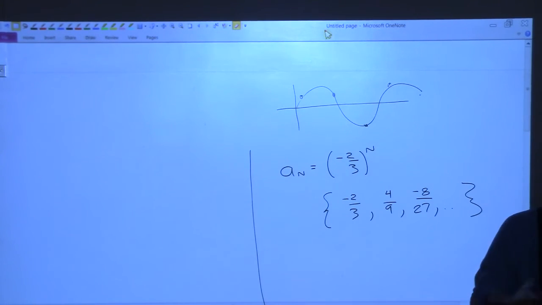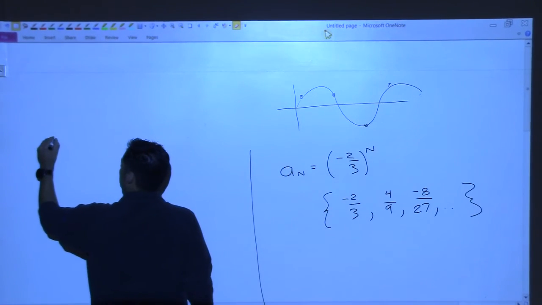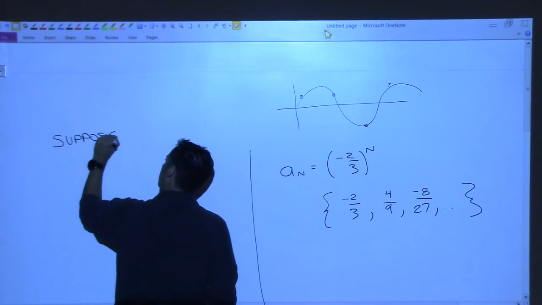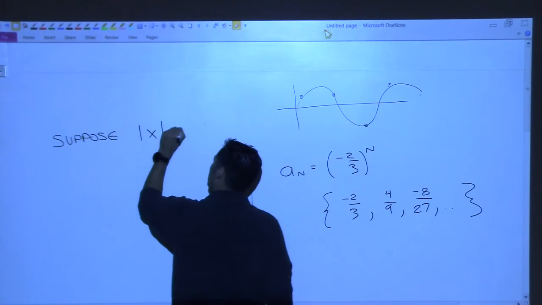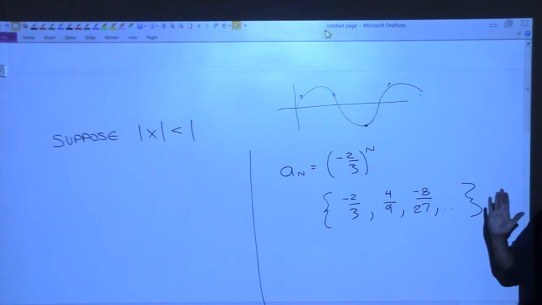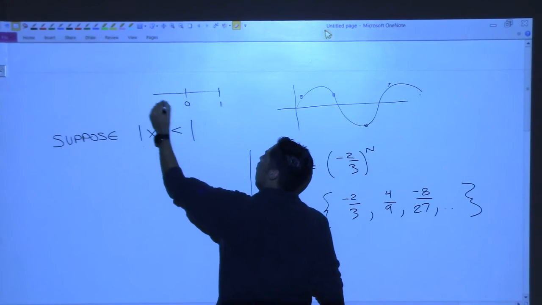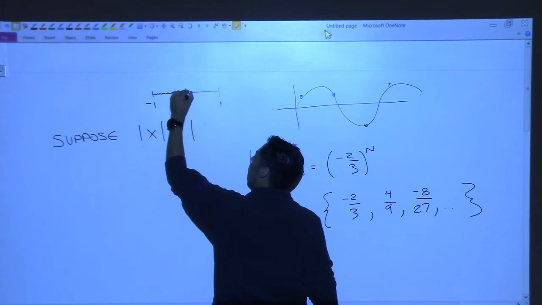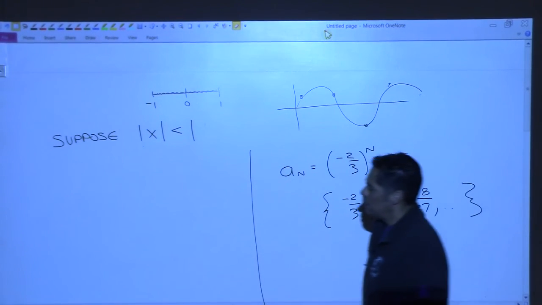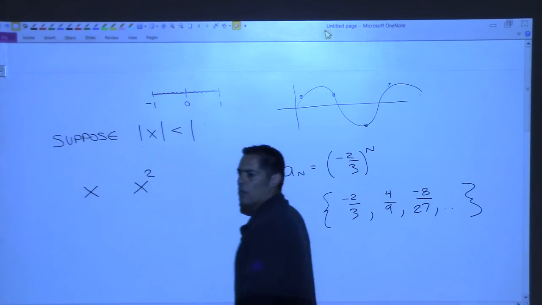We need to establish something before we can proceed. Let's say that we have a number x. Suppose the absolute value of x is less than 1. So on a number line, here's 0, here's 1, here's negative 1. Our number is coming from somewhere in here, okay? Then, what is the relationship between x and x squared? Which one's bigger?